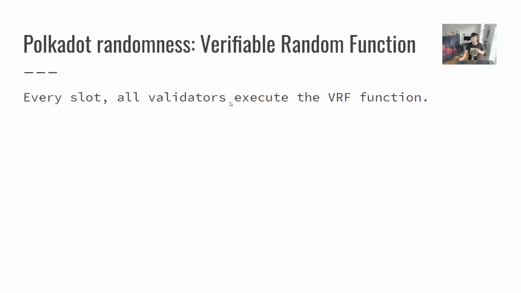Now, in Polkadot, a different system is used. A system called verifiable random function. And how that works is every slot, and slots are discrete units of time, 6 seconds currently, but may or may not change depending on network performance. And in every slot, all validators execute the VRF function. Now, the VRF function is local. It's local to that validator. So the validator doesn't execute it on chain. It executes it for itself only.